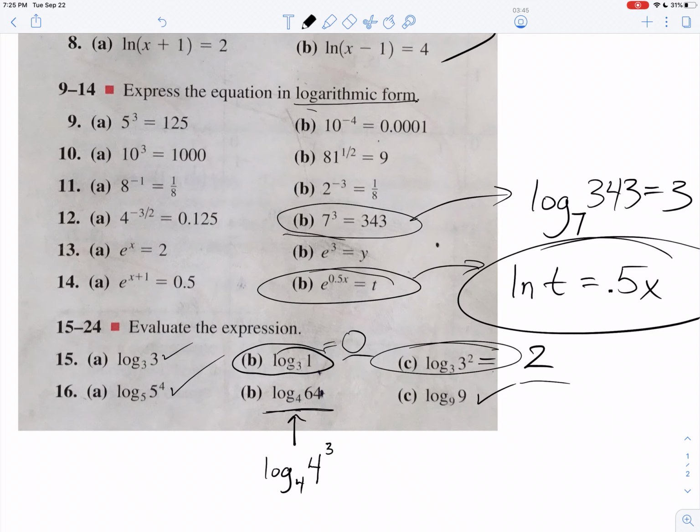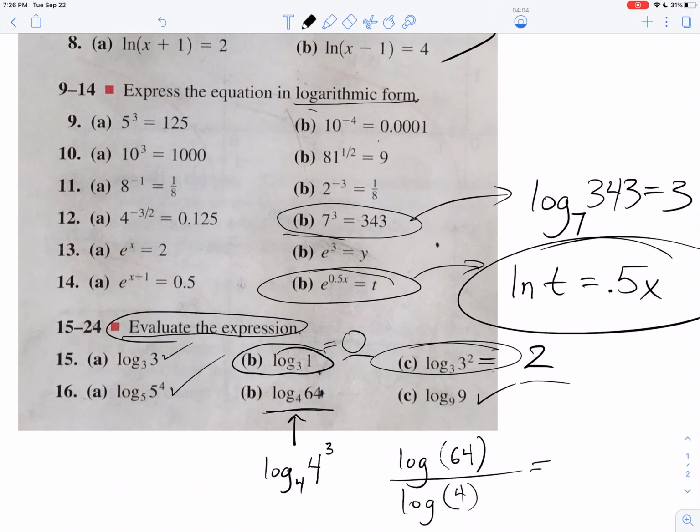Well, guess what? When you're evaluating these expressions, there is nothing that would say you could not try to trick your calc. I could have punched in log of 64 divided by log of 4. That would have tricked my calc. It would have told me the answer is 3 also.